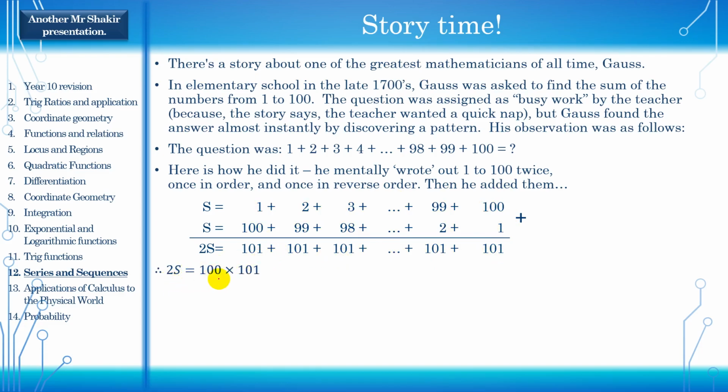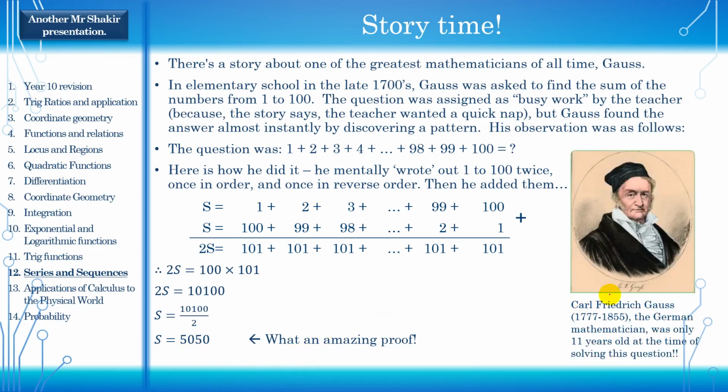So 2S is equal to 100 times 101, because there's 100 of these. You solve that. That is equal to 10,100, and divide by 2, you get 5,050. The sum of the numbers from 1 to 100 is 5,050. And that's pretty amazing proof for an 11-year-old. Carl Friedrich Gauss was 11 years old at the time of solving this question.